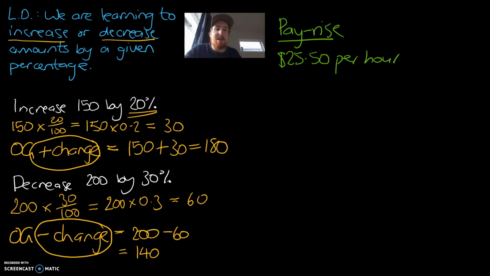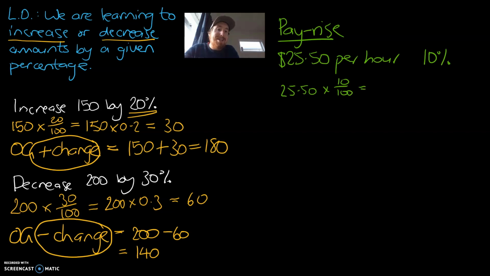And my boss tells me, man, you've been working so hard, you're going to get a 10% pay rise for your efforts. We need to figure out what our new hourly rate would be. So just like we did for the increase of 150 by 20%, we need to find 10% of $25.50. So let's go 25.50 times 10 divided by 100.